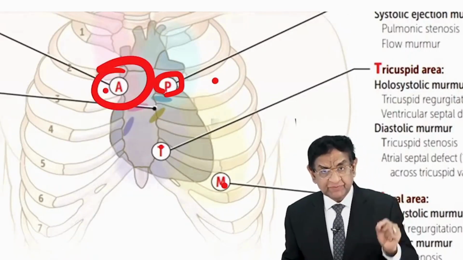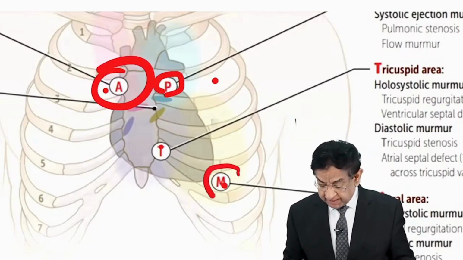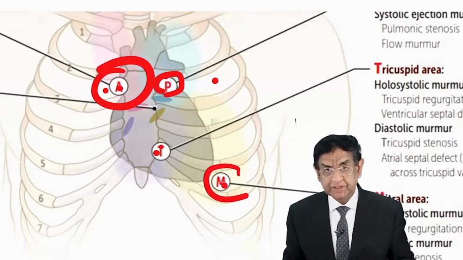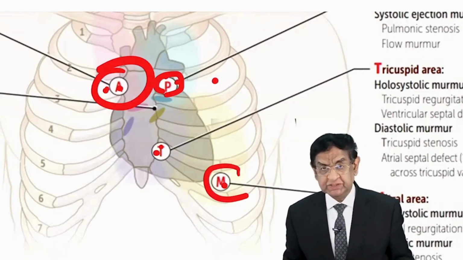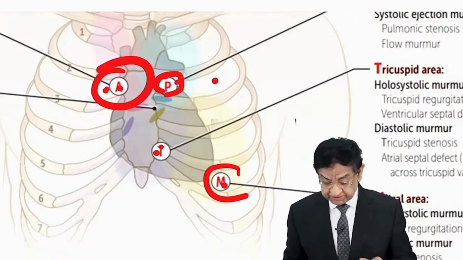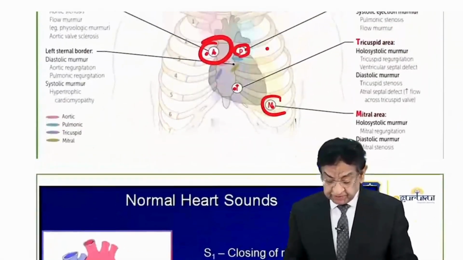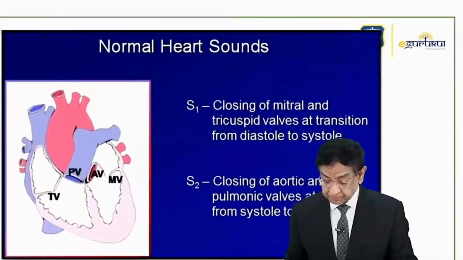Point to be noted, the only one on the right side is aortic. The only one which is not near the sternum but away from the sternum is mitral. The rest three are quite near the sternum. And A and P are in the second intercostal space. This is simple, very important information. With this background, we'll talk about heart sound.